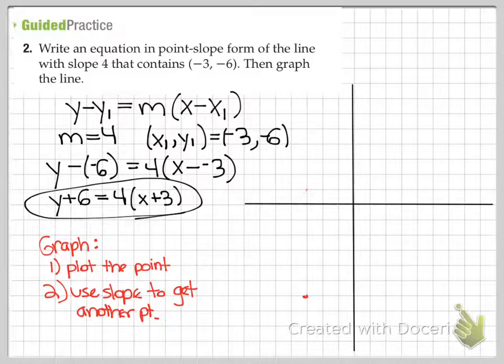Okay, so my slope is 4, which is the same as 4 over 1. So I'm going to go up 1, 2, 3, 4 over +1. And so now I can connect those 2 points with a line. And so that is the graph of a line that is y plus 6 equals 4 times x plus 3. So that's just writing them in the different equations and graphing them.